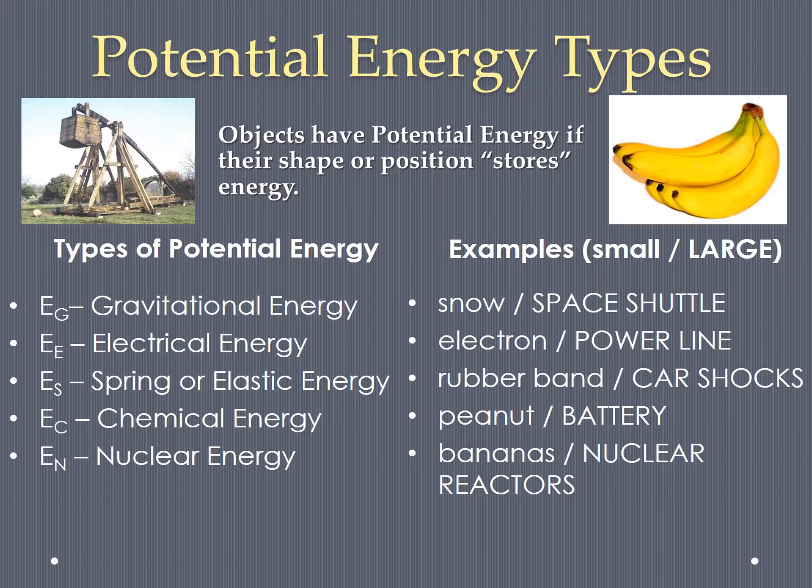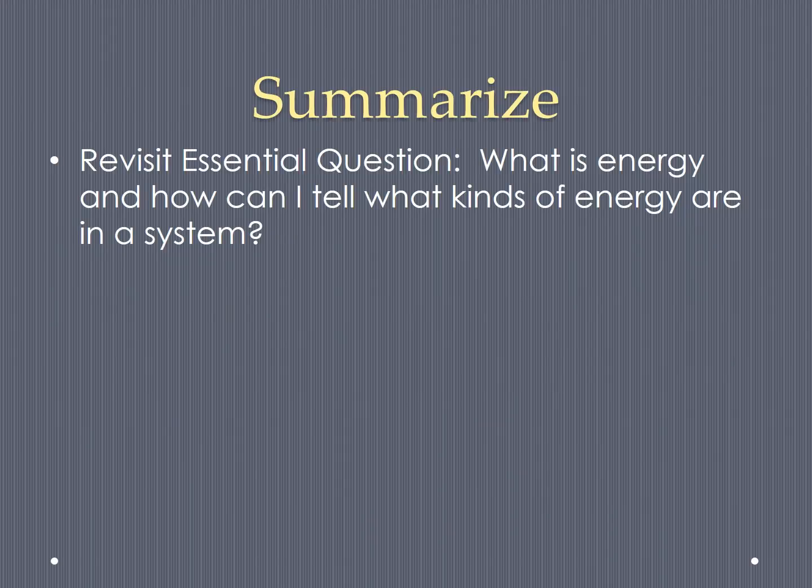And so all these different types that I just mentioned are different types of potential or stored energy in an object. So very different than kinetic energy. All right, let's summarize. Let's look back at that essential question. What is energy? And how can I tell what kinds of energy are in a system?